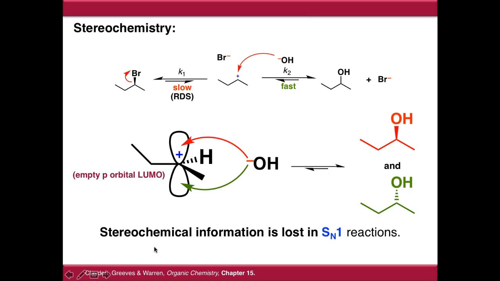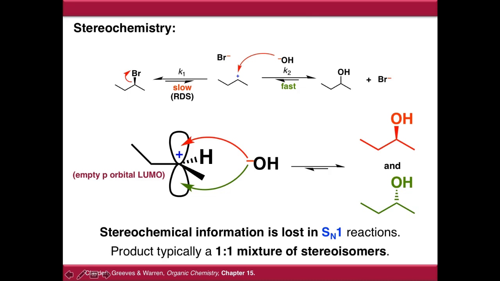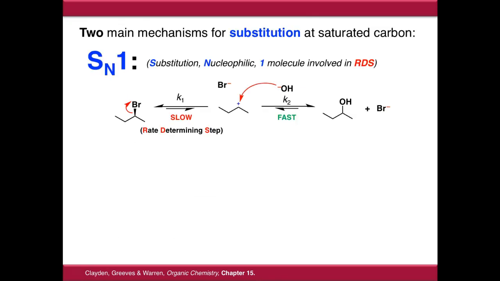So we can say that stereochemical information is lost in SN1 reactions. So if you start out with a chirally enriched electrophile, you will lose that stereochemical information in the product, and you'll end up with a one-to-one mixture of stereoisomers. So that's the SN1 reaction.